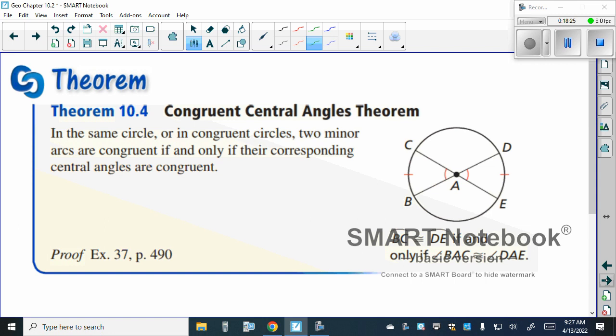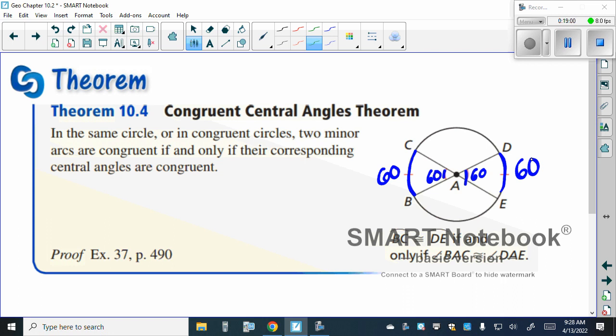In the same circle, or in two congruent circles, two minor arcs are congruent if and only if their corresponding central angles are congruent. So if we have two congruent circles, or in the same circle, and these two angles are congruent, these have to be congruent. Because if this is 60 degrees, we know that this arc has to be. And if this is 60 degrees, we know that this one has to be. So therefore, the two arcs have to be the same.